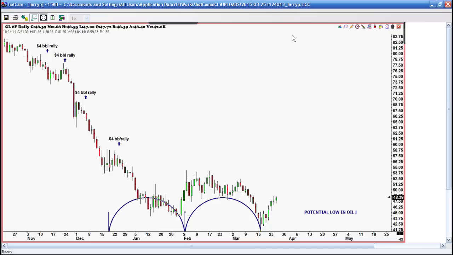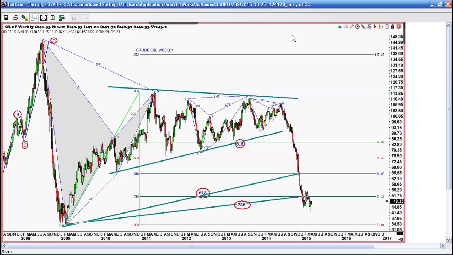If you look at the long-term chart here in crude oil, I don't know why I'm spending so much time on commodities today. I think it's because they're so important. But anyway, if you look at the long-term chart on crude, we broke below the 786 retracement at $51 a barrel. We went down and made a lower low at 51 and change, 52.80 and change.